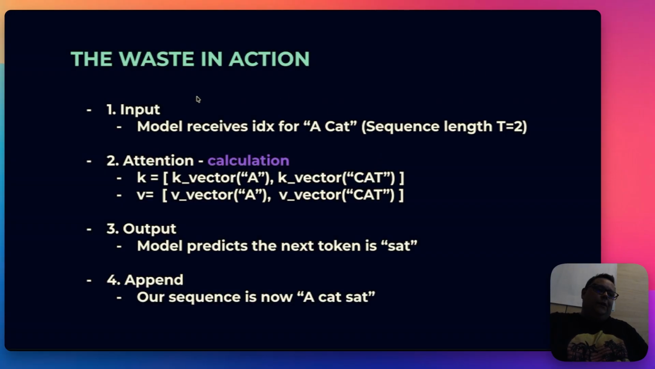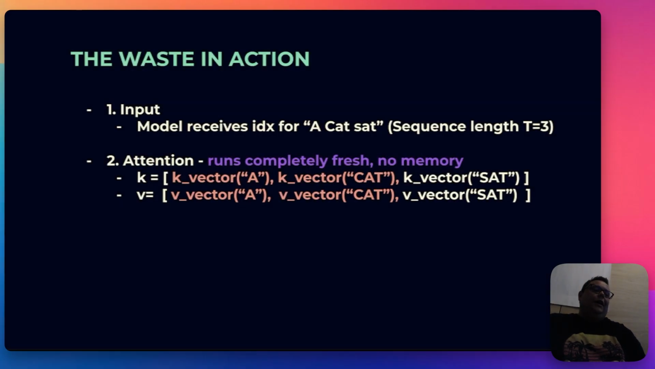So if we see the waste in action, and I was talking at the beginning about this idx, so our sequence here. The sequence at the beginning is "a cat". The sequence length is t equals 2. And in the code, you will see that k in the attention calculation is a k vector of "a" and the k vector of "cat", right? And for v, it's v vector "a" and v vector "cat". And our output, so the model predicts that the next token is "set", and then we append to our sequence now "a cat set". And then we're doing it all over again.